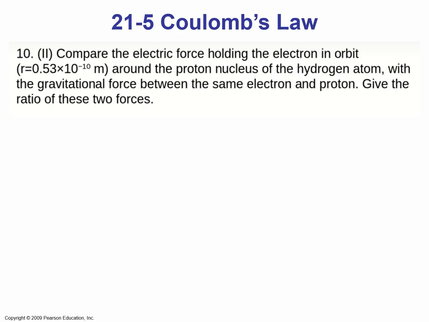Okay, now let's take a look at problem number 10 as another example. Compare the electric force holding the electron in orbit, where the radius of orbit is R equal to 0.53 times 10 to the power minus 10 meter around the proton nucleus of the hydrogen atom, with the gravitational force between the same electron and the proton. Give the ratio of these two forces.